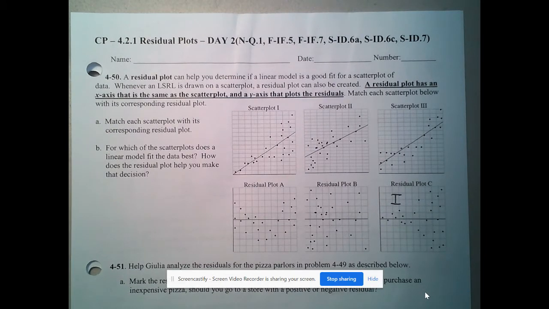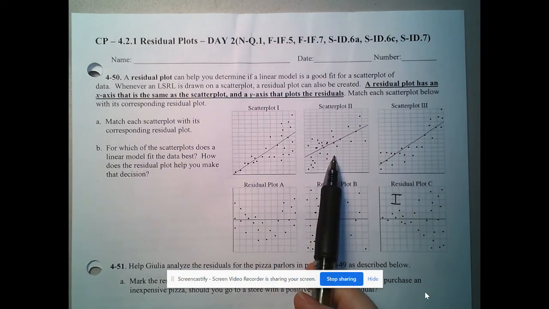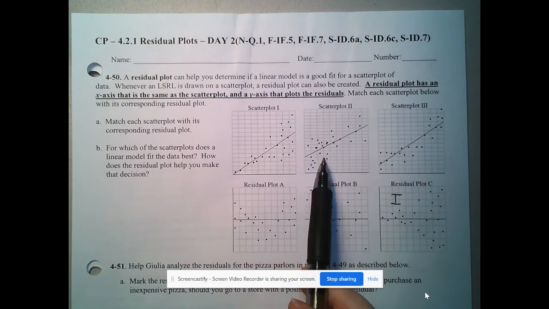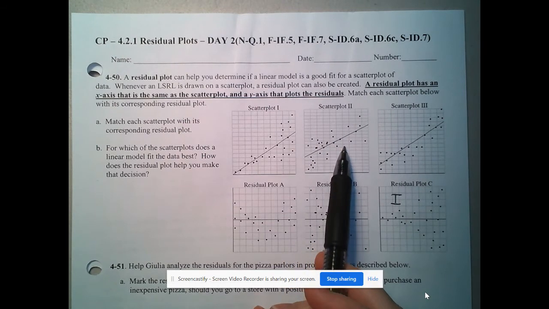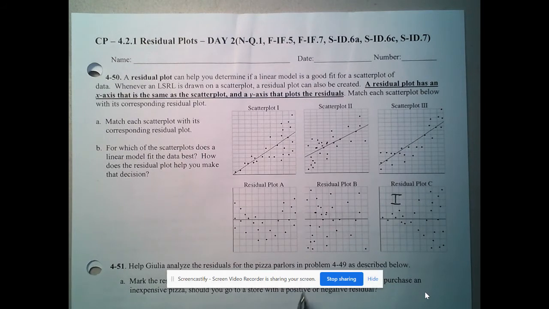That means you're just talking about the distance that the dots are away from the fitted line. So on scatter plot 2, do you notice how they're scattered consistently above and below all the way along the fitted line? That would be residual plot B, where they are scattered consistently above and below as you move to the right. So that would go with scatter plot 2.